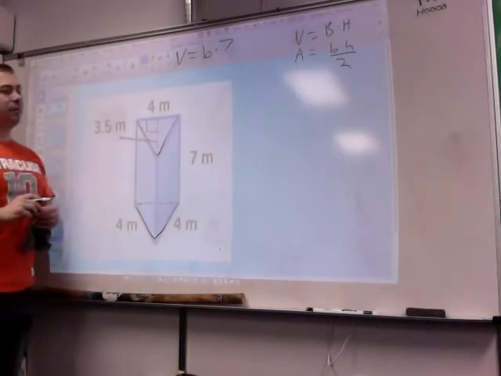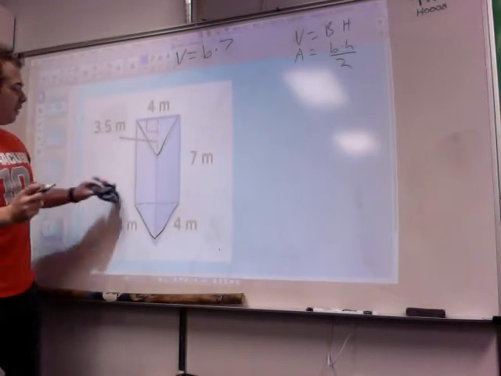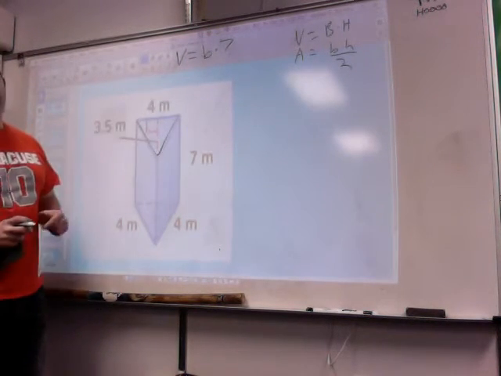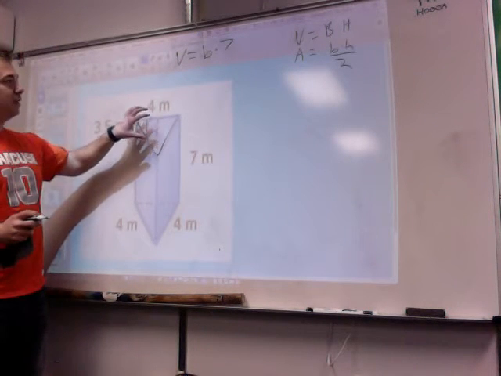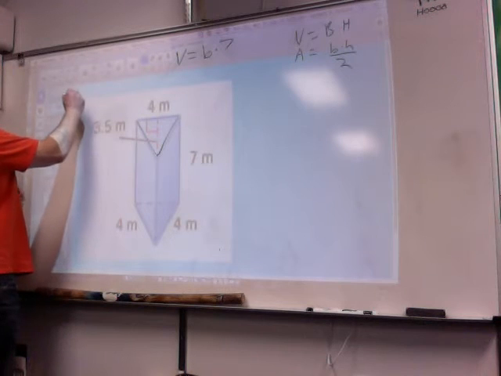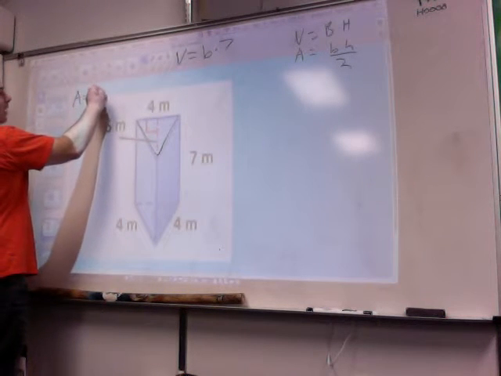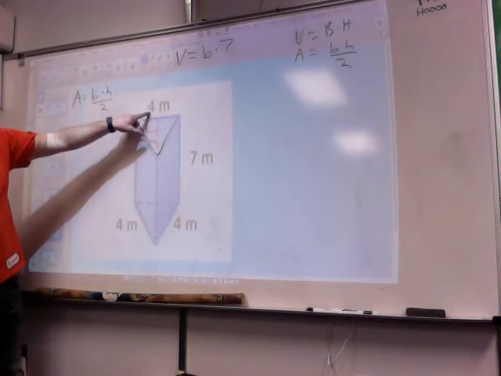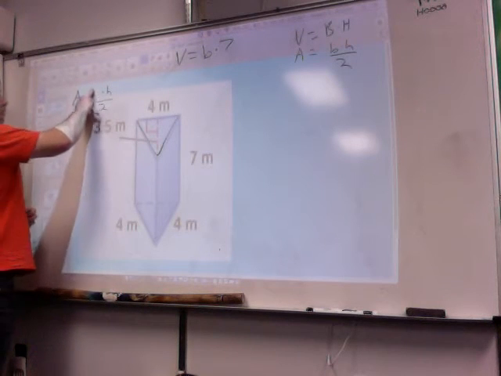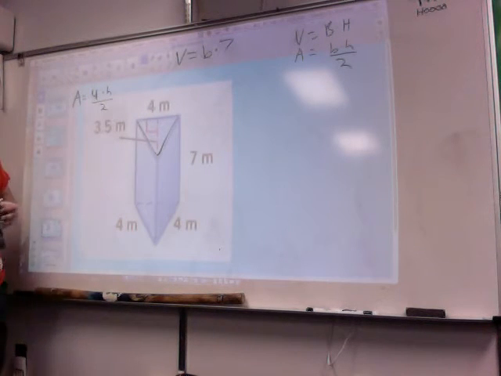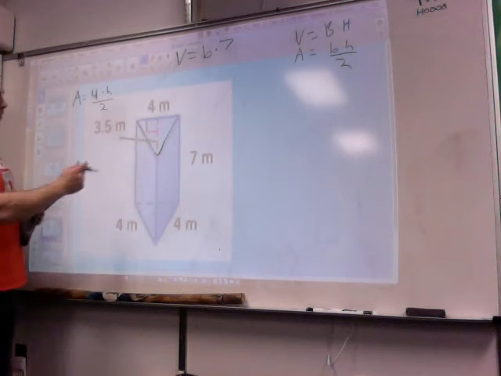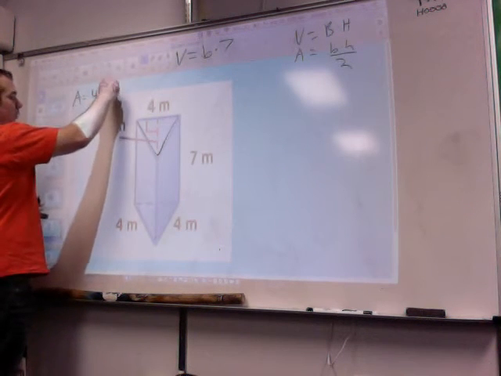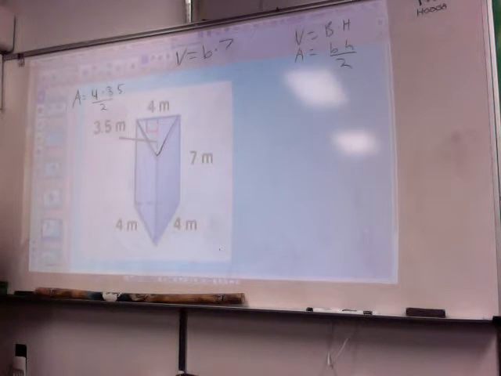Now I have to find the base. And this is the confusing part once again. The base is the area of the triangle. You have to find the area of the base. All right, so I have to go back to my old formula. What is the area of a triangle? Equals base times height divided by 2. Okay, so for this triangle, I have a base of 4 meters. So that becomes 4. I have a height, this dotted line right here, if you can't see it, it's right there, of 3.5 meters. And I'm going to divide that by 2 once I multiply it.